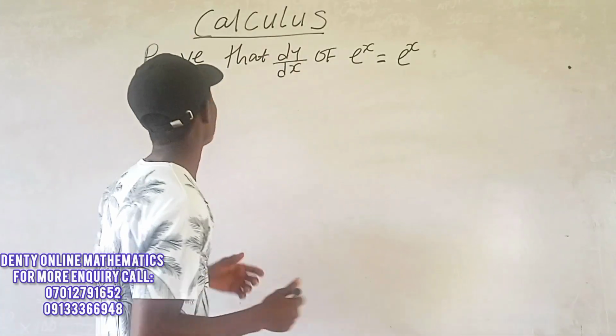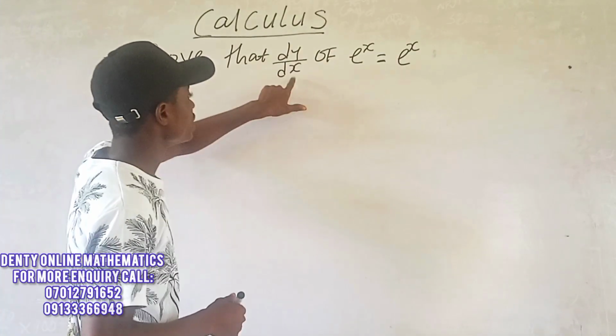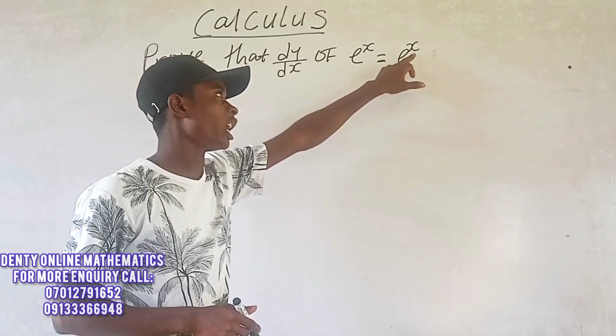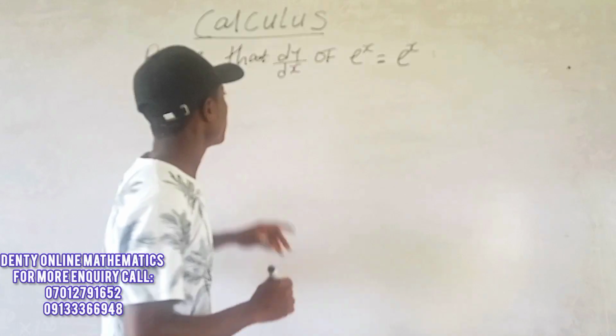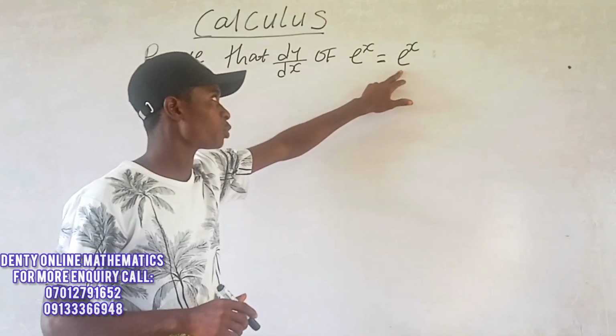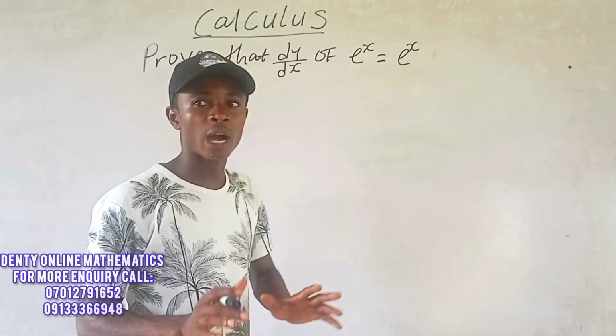In this video, let's look at what we have here. We have to prove that dy over dx of exponential power x is equal to exponential power x. How are we going to do this?